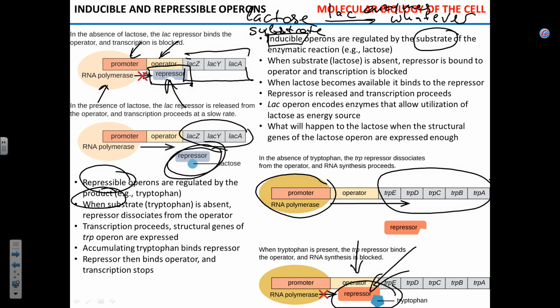Like any production facility, like when a company makes, I don't know, cars, and it made so many cars that everybody bought it, it's going to stop making these cars because there's no market anymore. Does that make sense? So, repressible operons are controlled by the product, inducible by the substrate. Make sense?